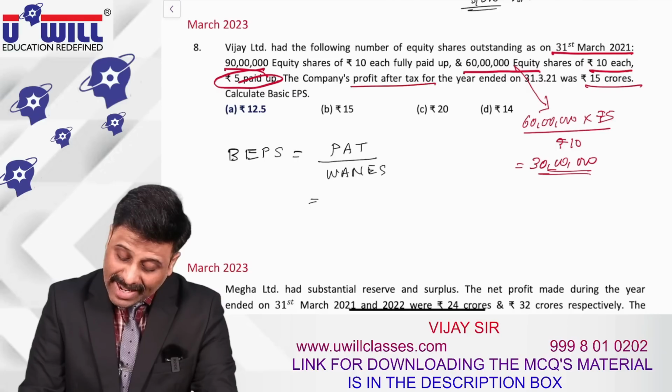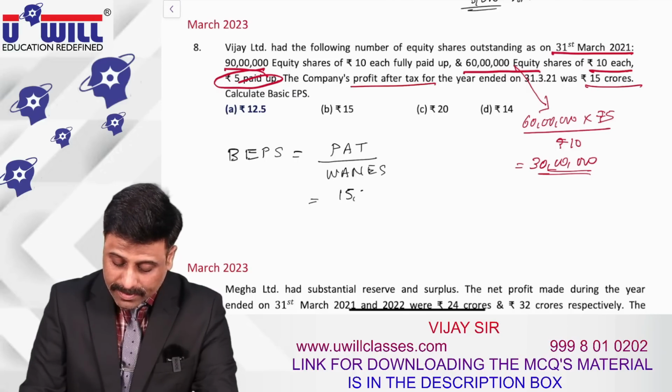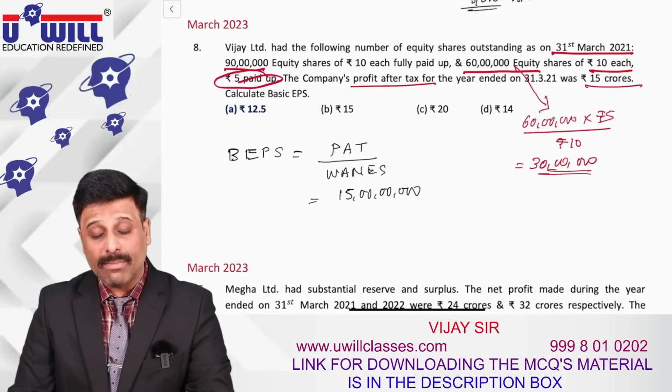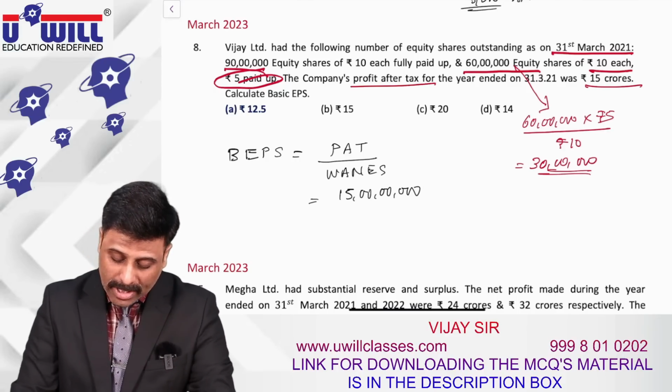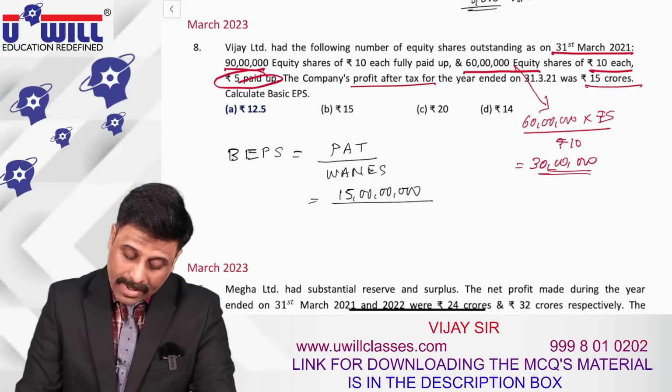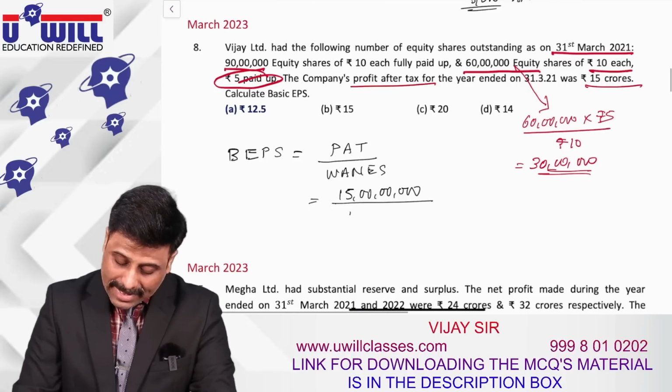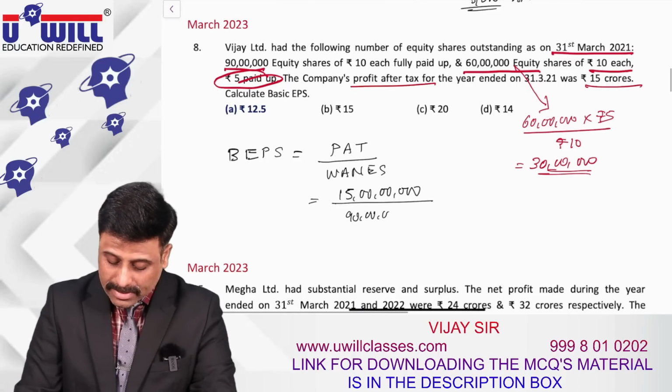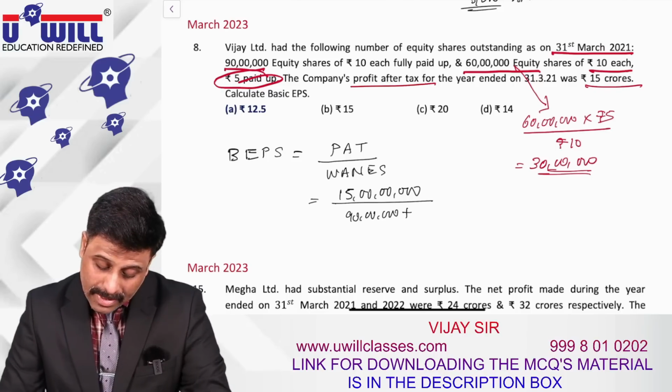Now profit after tax is given as 15 crores. Be careful with the number of zeros in crores. 1, 2, 3, 4, 5, 6, 7. 7 zeros will come in 15 crores. Divided by 90 lakhs opening balance of shares plus 60 lakhs.